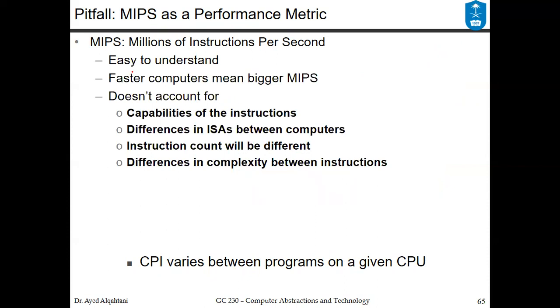So MIPS is easy to understand. Faster computers means bigger MIPS. But here's the bad news about the MIPS. They don't account for the capability of the instructions, different ISAs between the computers, instruction count takes it out of the picture completely, and also the difference in the complexity between the instructions. Because of that, we shouldn't use the MIPS as a performance metric.